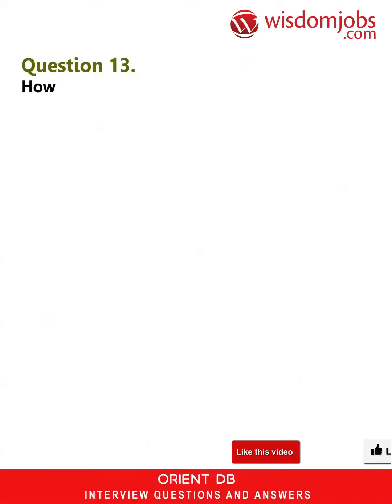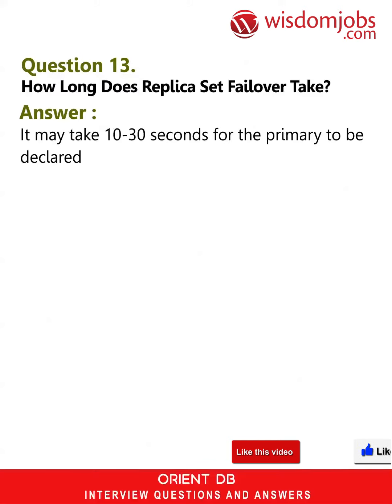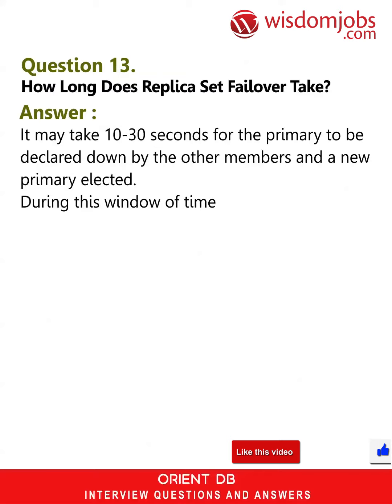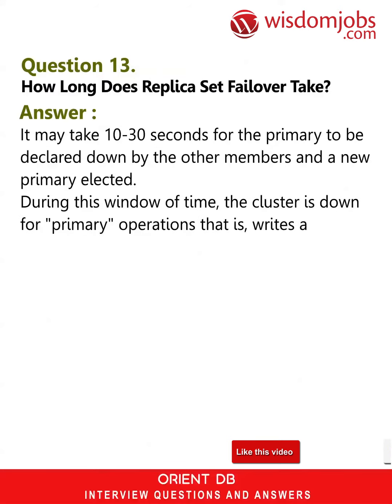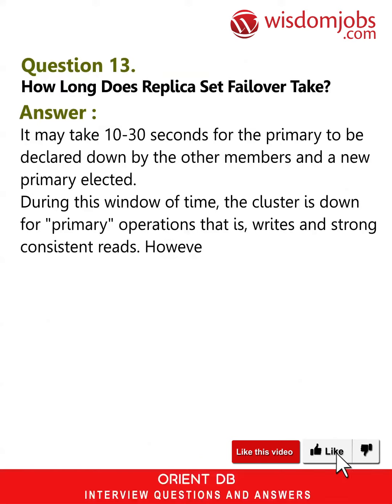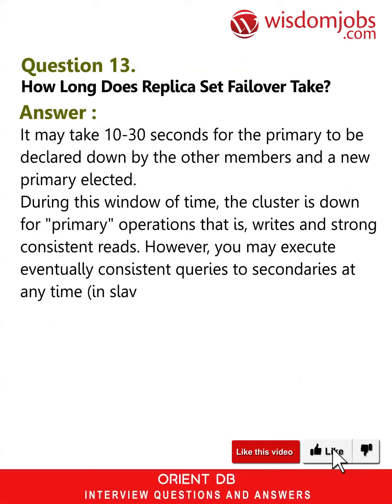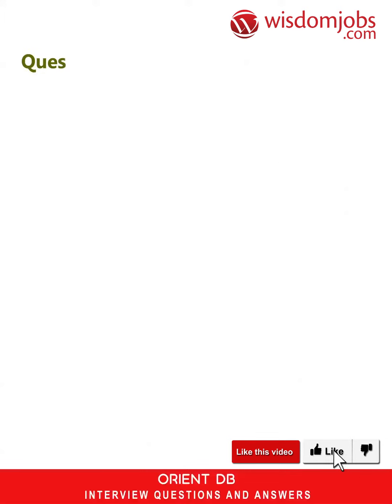Question 13. How long does replica set failover take? Answer. It may take 10 to 30 seconds for the primary to be declared down by the other members and a new primary elected. During this window of time, the cluster is down for primary operations, that is, writes and strongly consistent reads. However, you may execute eventually consistent queries to secondaries at any time in slaveOk mode, including during this window.